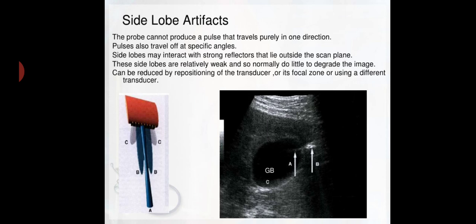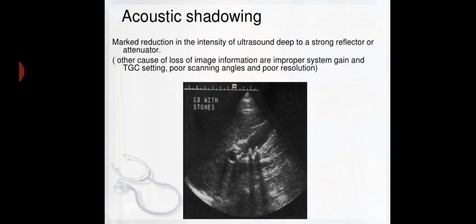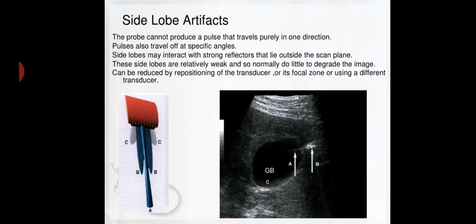Next is the side lobe artifact. The probe cannot produce a pulse that travels purely in one direction. Pulses also travel off at a specific angle, as seen here. These side lobes are relatively weak and so normally do little to degrade the image. They can be reduced by repositioning the transducer or its focal zone, or using a different transducer.